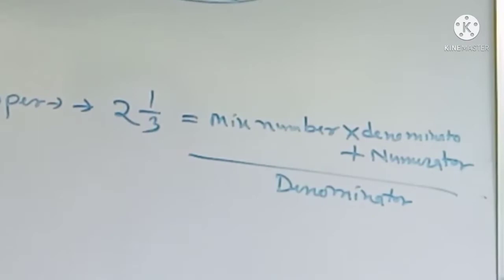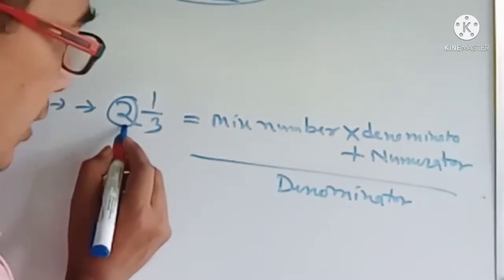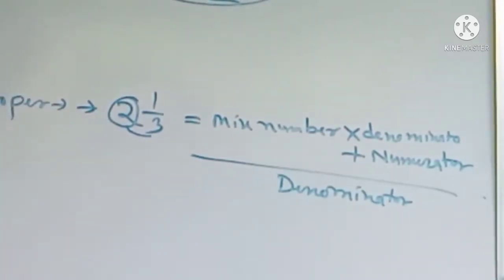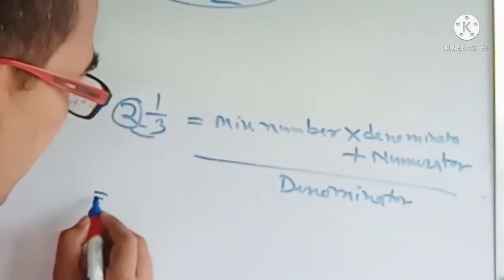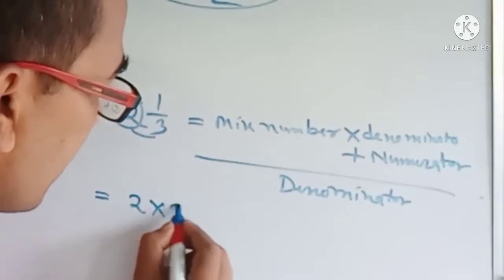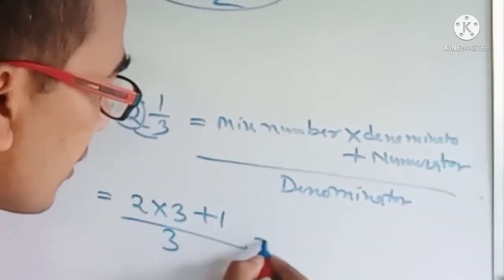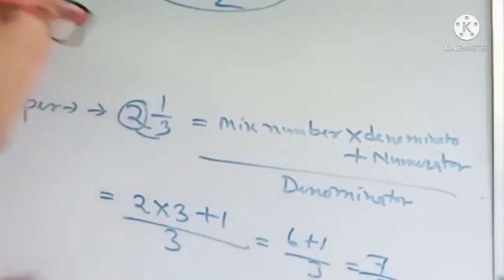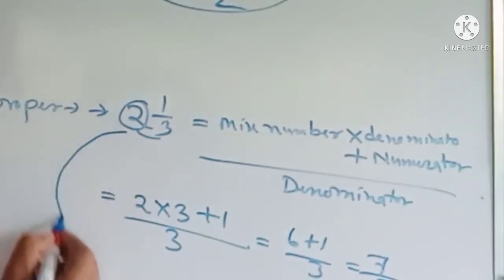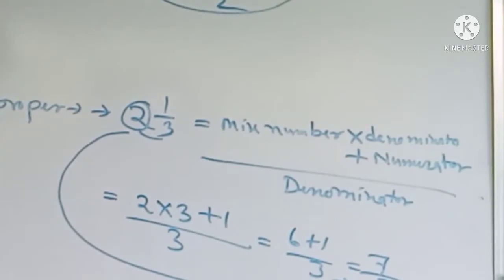That means you have to multiply the mixed number with the denominator, and then add the numerator to the product. Okay, so if we do it this way, 2 multiplied by 3 plus 1, with the denominator coming as it is, the result becomes 6 plus 1, that is 7/3. So from this mixed fraction we have come to the improper fraction 7/3.